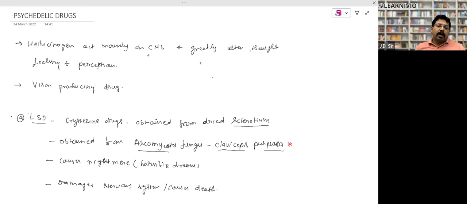So hallucinogens act on the central nervous system. They greatly alter the thought, feeling and perception of a person. They are vision producing drugs. Vision producing drug means the person has taken the drug and fell down on the garbage, but he will feel that he is in heaven, right? That kind of feeling. So they are vision producing drugs, or they may create a nightmare for a person, a very horrible kind of situation.